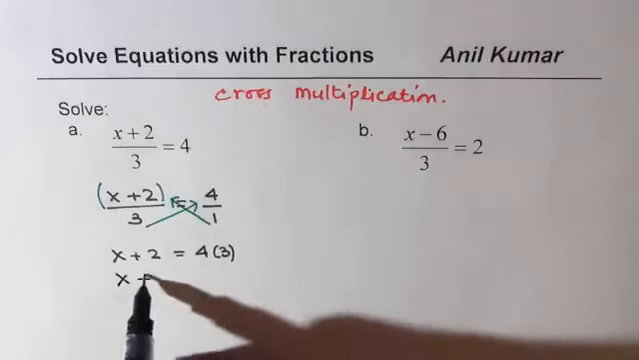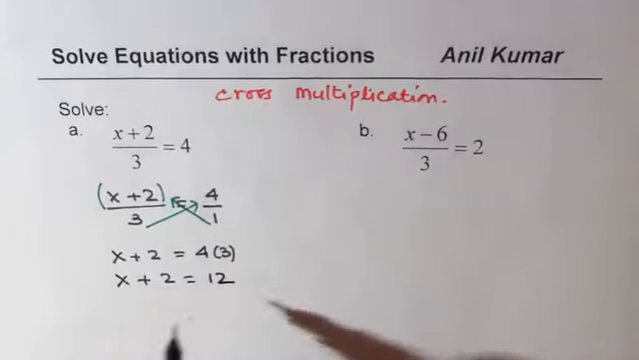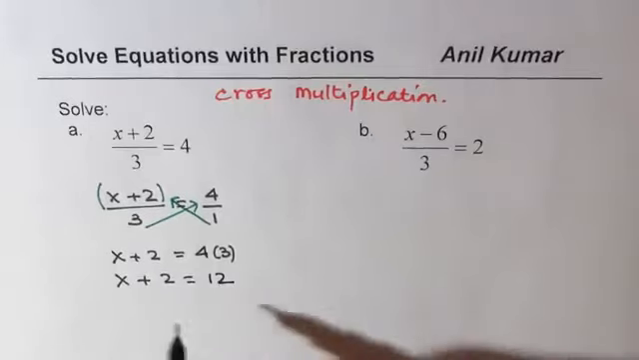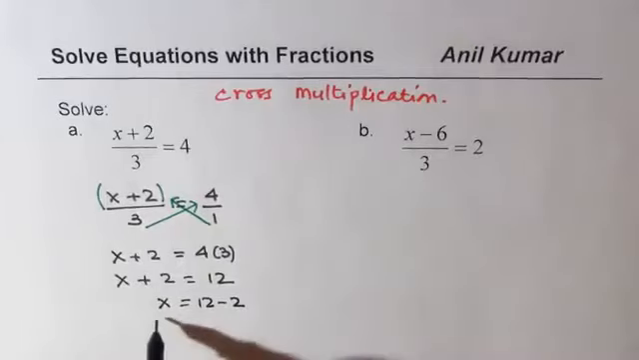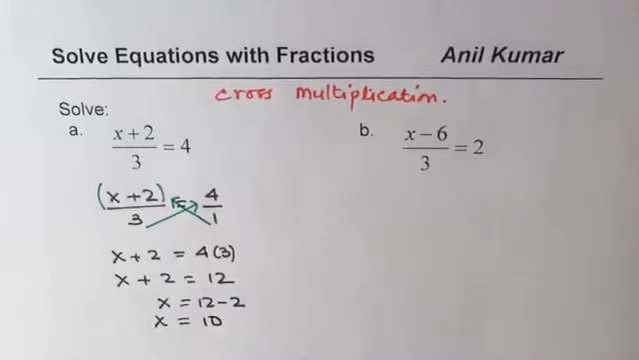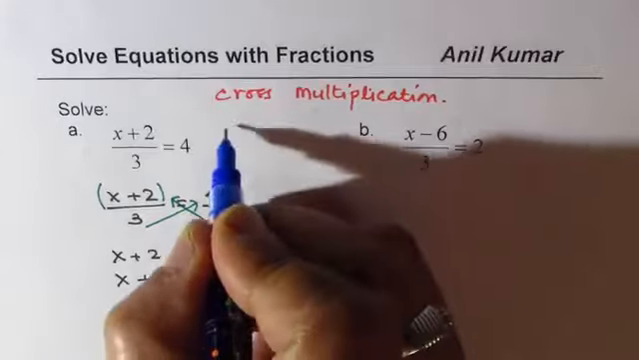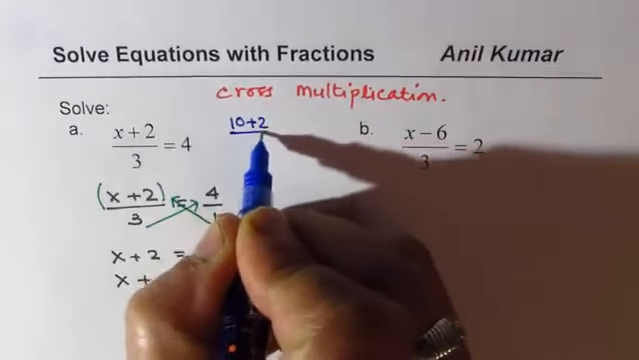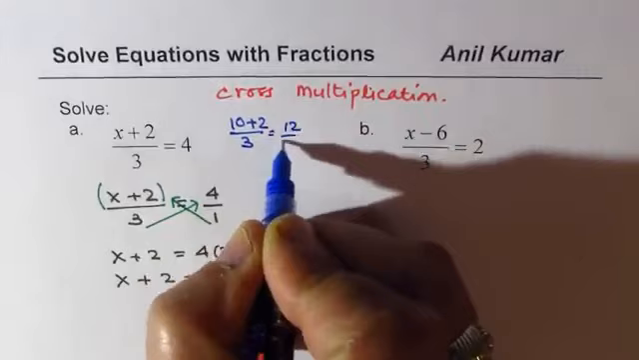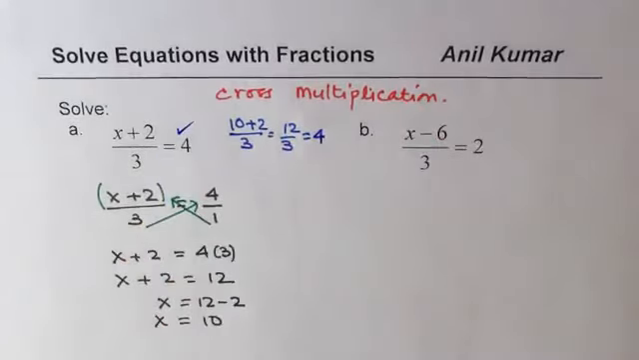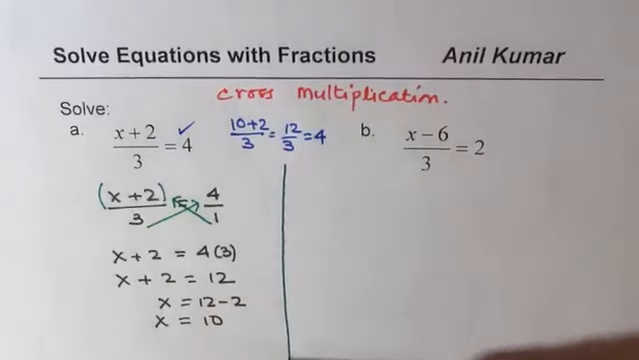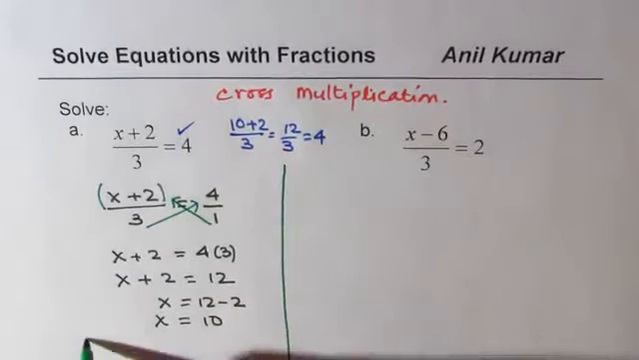So what we have here is x plus 2 equals 12, and now this is without fractions, easy to solve. x equals 12 minus 2, which is 10. So we get x equals 10. You can check the answer by placing 10. What do we get? We get 10 plus 2 over 3, which is 12 over 3, which is indeed 4. So that works. Perfect. You may or may not check for the time being, but it's a good practice.